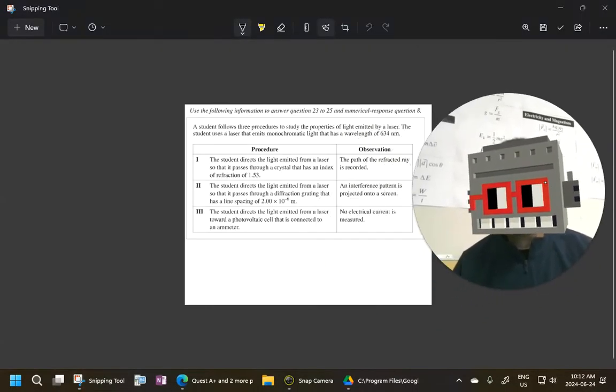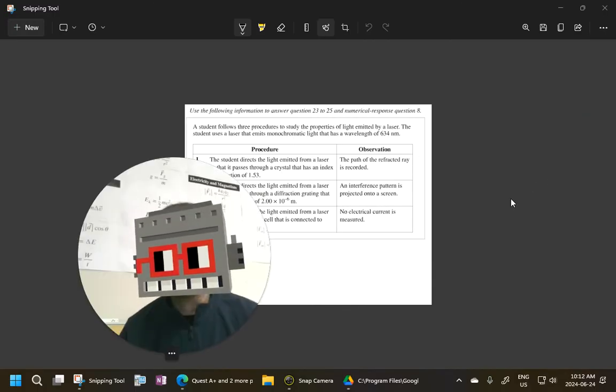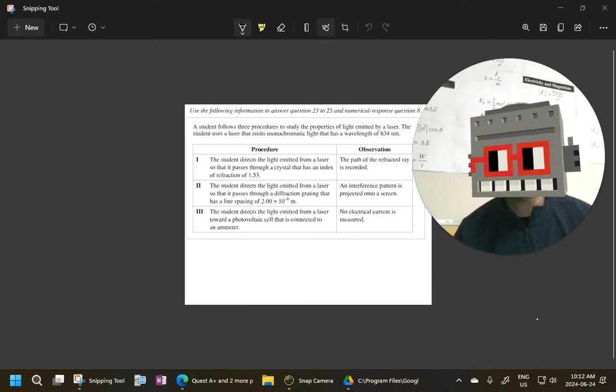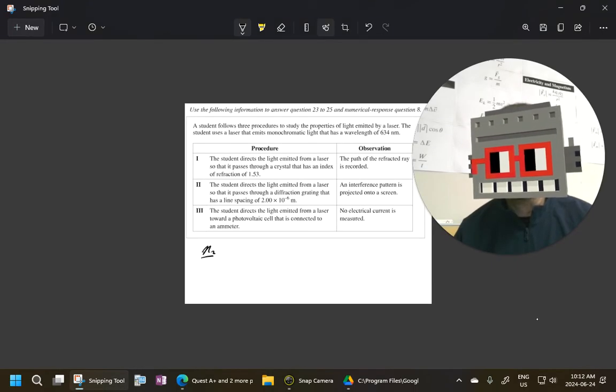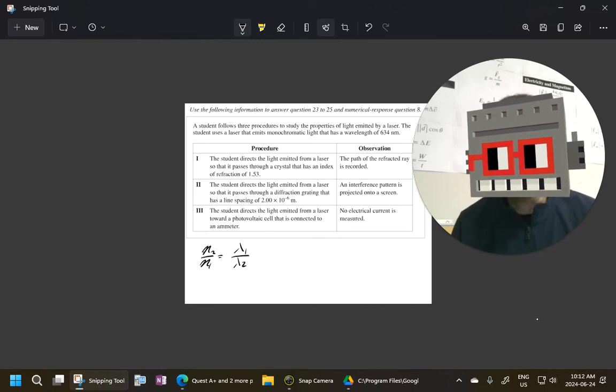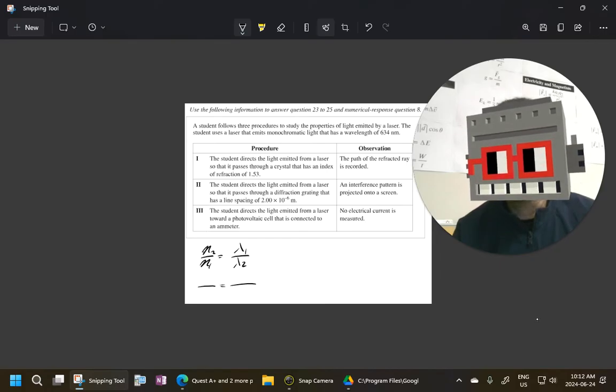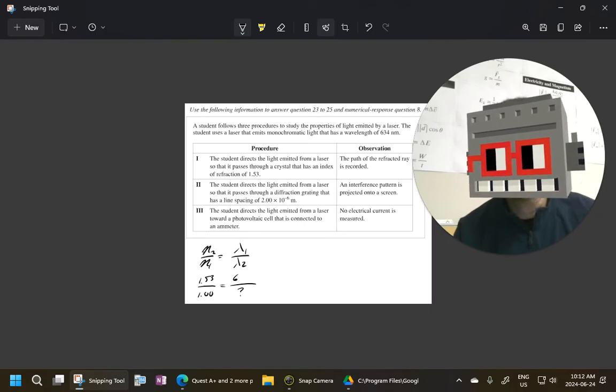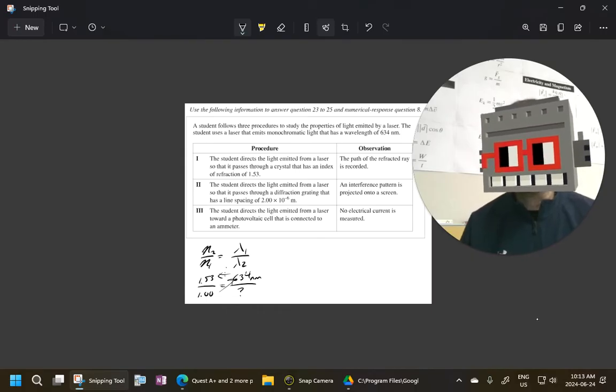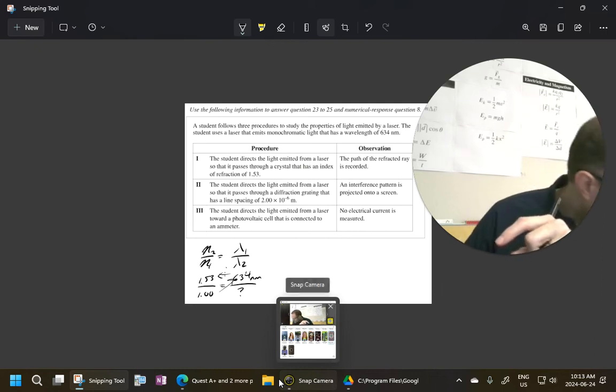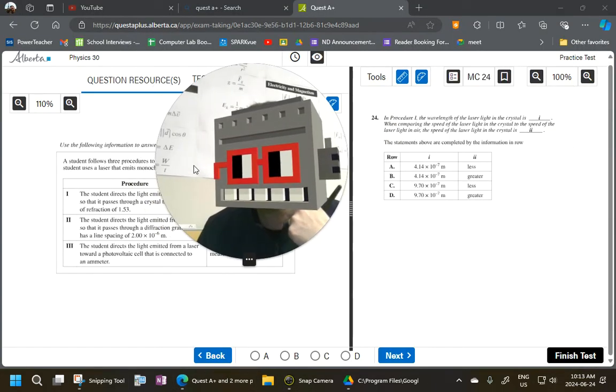Okay, so we are going to just plug in Snell's law. So n2 over n1 equals lambda 1 over lambda 2. We're trying to find lambda 2. We have 1.53 here. I'm assuming this number is relative to air. It doesn't say that, but let's assume it is. Cross multiply, divide. So I'm just going to divide by 1.53. So we have 412, 414. So it's got to be A or B.